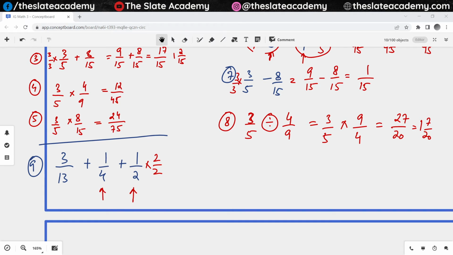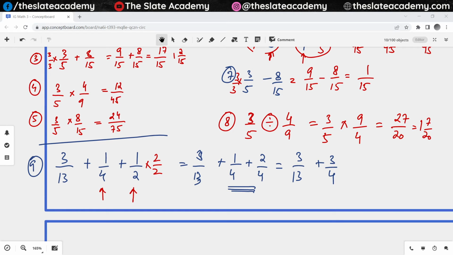So the first fraction stays the same for now, 3 by 13. The second fraction also stays the same, 1 by 4. The last fraction becomes 2 by 4. Now for the last two fractions, the denominator is the same, so I can add them. The first one stays the same, 3 by 13, and for the other two, 1 by 4 plus 2 by 4 becomes 3 by 4.